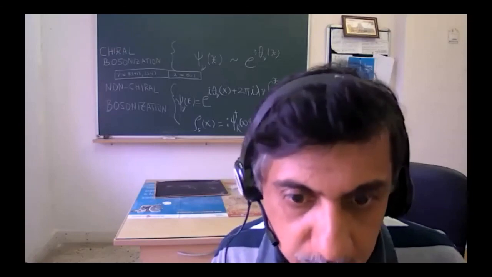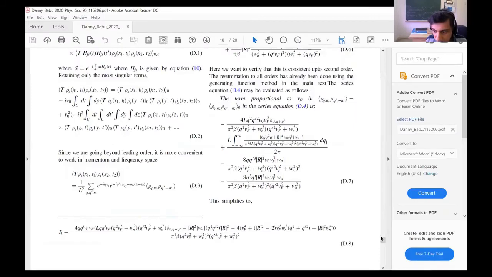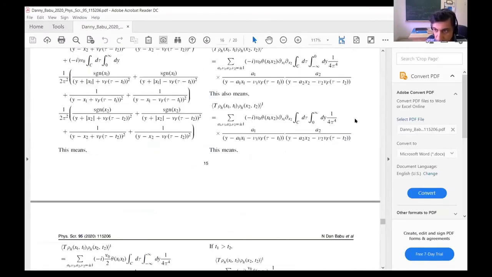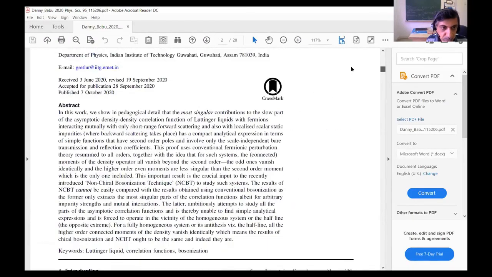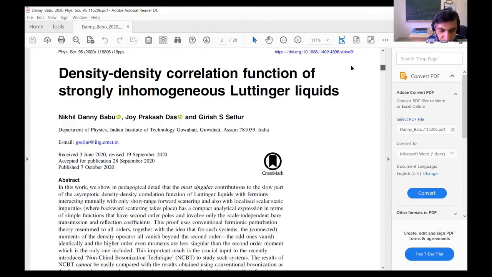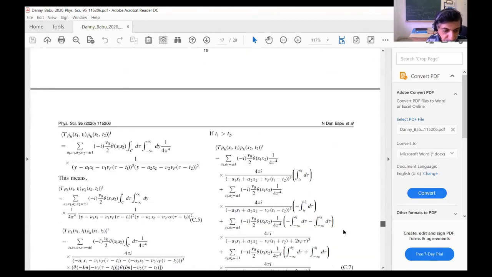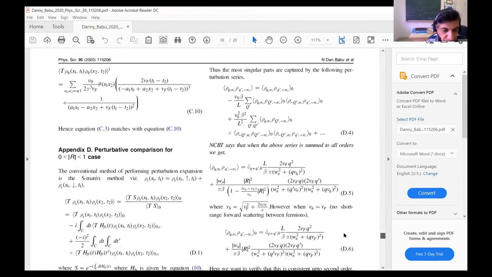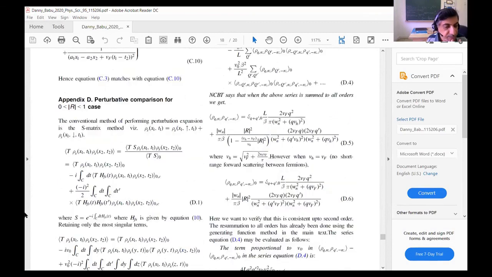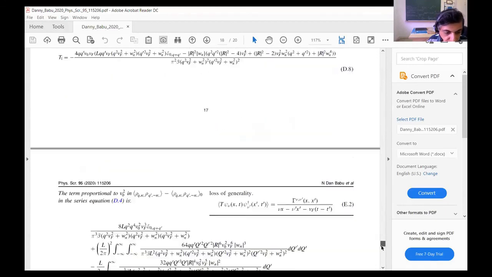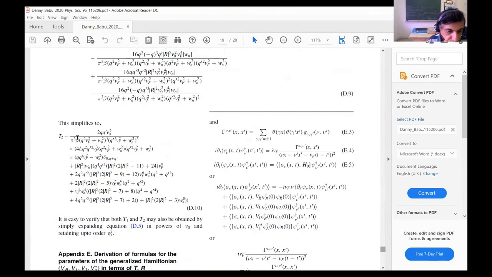Yeah, I was going to share this. So this is the paper that we wrote recently. It was the Physica Scripta paper. So you can see here that we have in the appendix explicitly shown, by comparing term by term, if you take this density-density correlation and do this conventional fermion perturbation theory up to second order, the second order term is so enormously complicated here. So this is what it is.